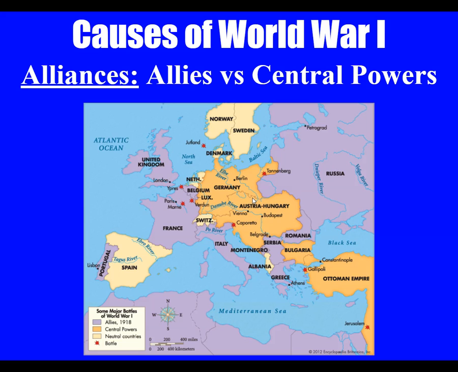Another cause was alliances. So we have the Allies versus the Central Powers. And in this map, you can see that the purple countries are Allies, and the darker yellow are the Central Powers. The neutral countries are in the light beige color. And so all of these countries were basically helping each other out. Germany and Austria-Hungary decided to back one another. France and the UK, the United Kingdom, decided to remain friends. And what happened is that when World War I started, all of these countries, just like dominoes, fell, and they had to enter the war simply because their friends were entering the war.